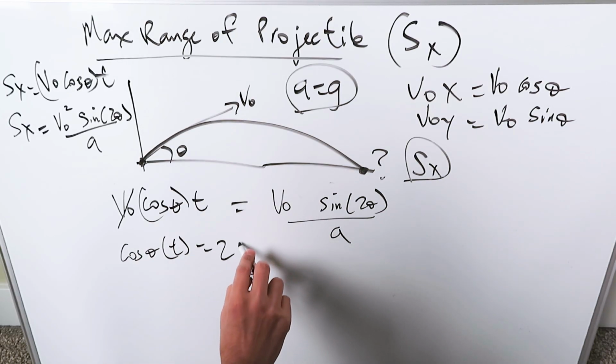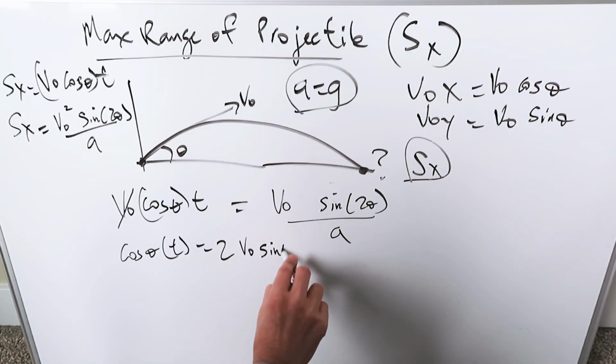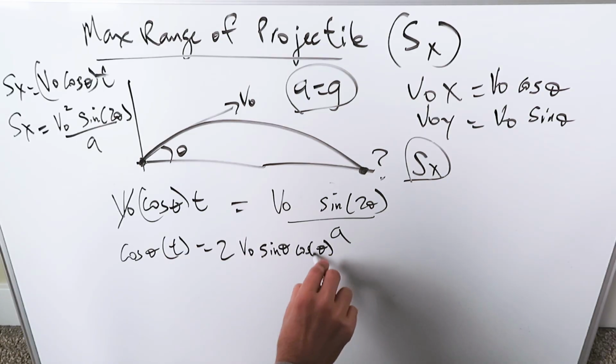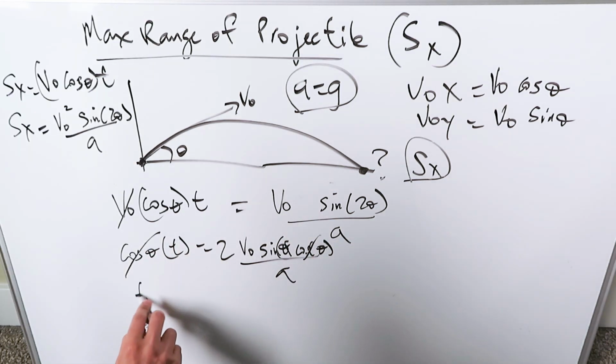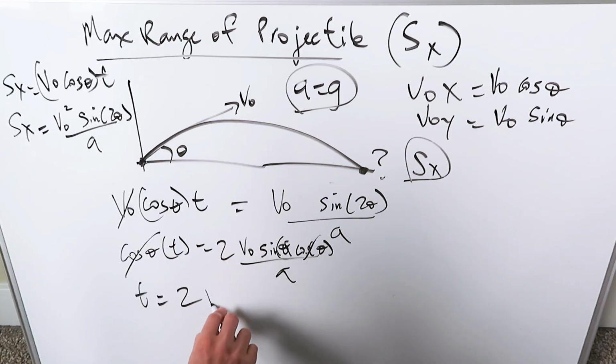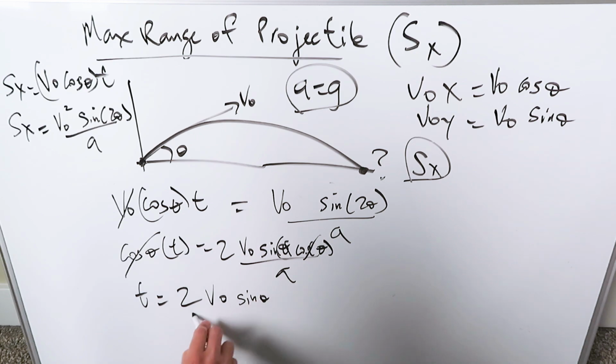I have 2 times v naught sine theta cosine theta. This is me opening up my this via the double angle formula, over a. I have a cosine theta, it will cancel out with this. And now I'm looking at t is equal to what? 2 v naught, your initial velocity, times sine theta over a.